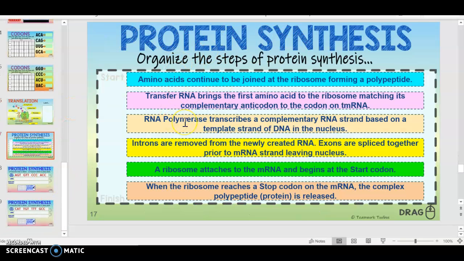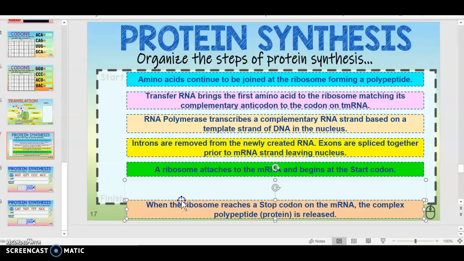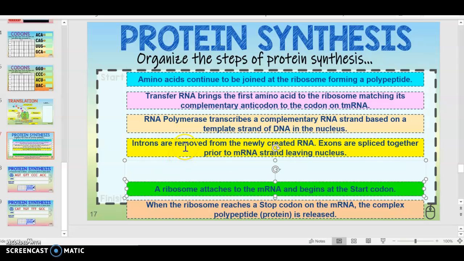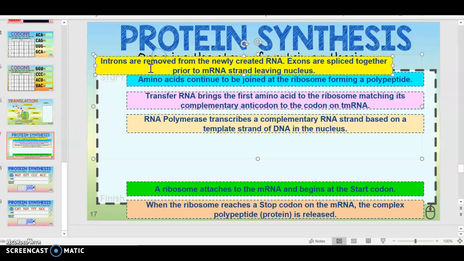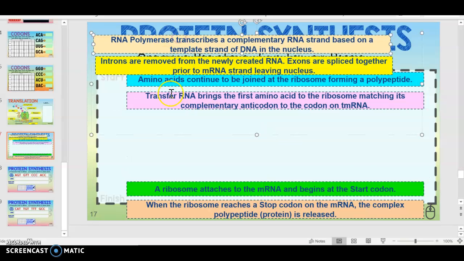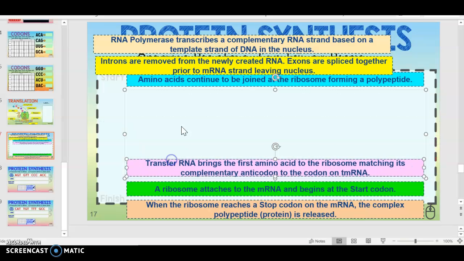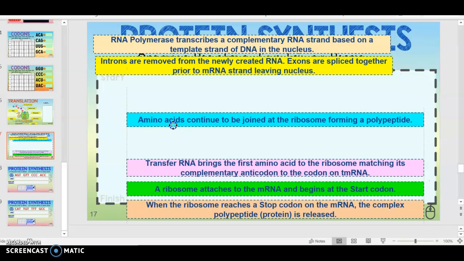Down here, we're going to put these in order, which is a little bit tricky. So we're going to grab and try to separate first what happens at the end and the beginning. So when we're talking about the ribosome, that automatically is going to be translation. So anything with the ribosome, translation. Now, when our introns are removed, which we just practiced, that's up here. That's going to be part of transcription. RNA polymerase transcribes, it's got something to do with DNA. That's got to be part of transcription. Transfer RNA, bringing things to the ribosomes, that's going to be translation. And amino acids, when you're making that protein, that's going to be translation.